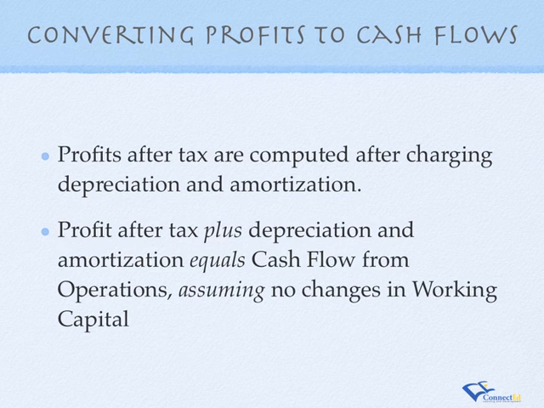When we convert profits into cash flows, we first calculate the profit after tax. And when we say profit after tax, it means the profit has already taken a charge on account of depreciation and amortization. Now the profit after tax is to be converted into cash flows from operation. To do this, we add back the depreciation and amortization.